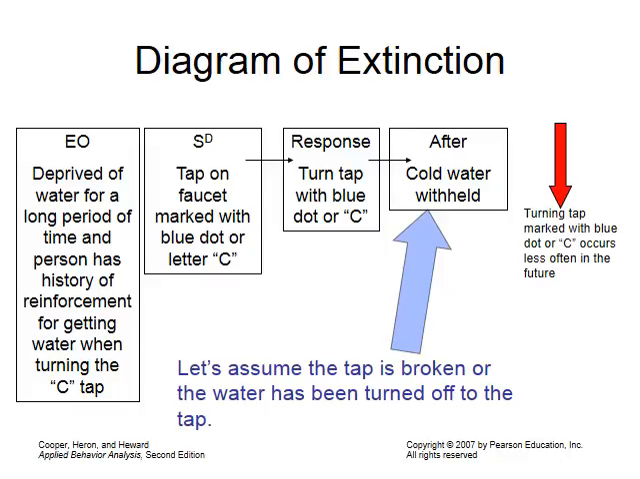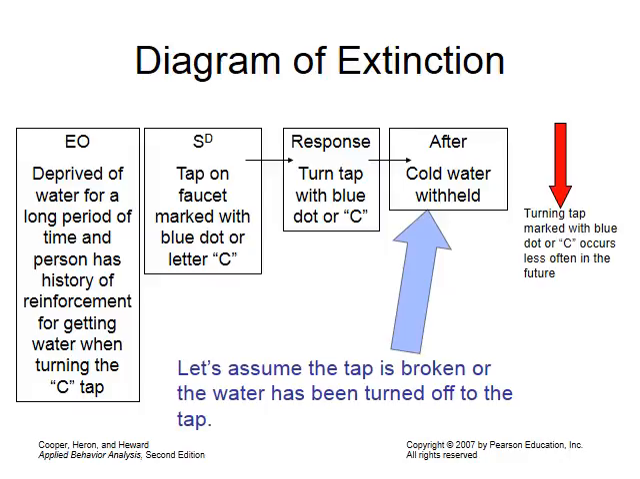So here's a four-term contingency diagram of an extinction contingency. Our establishing operation, or EO, is basically that the person is thirsty. In the past, for most of us, when we go to the sink and turn on the cold water tap, water comes out of the sink. So the person is likely to engage in that behavior when they're thirsty. The SD is the tap on the faucet marked with the blue dot or the letter C. And the response is turning the tap.